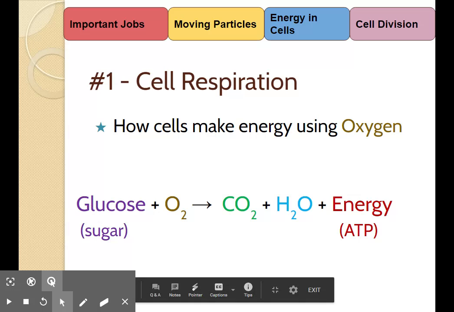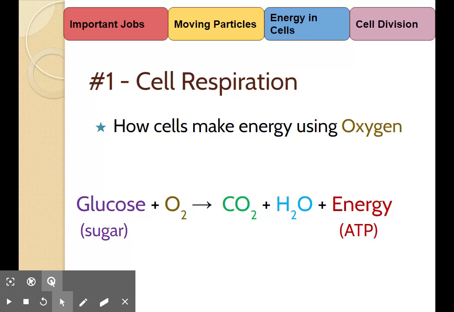It doesn't actually have to be sugar. It could be the food you eat. There's always a little bit of sugar in the food you eat. And then the oxygen that you're breathing in. This arrow is going to be like the equal sign in an equation. It turns into, it creates carbon dioxide, CO2, two oxygens, H2O, which is blue for water, and then energy.